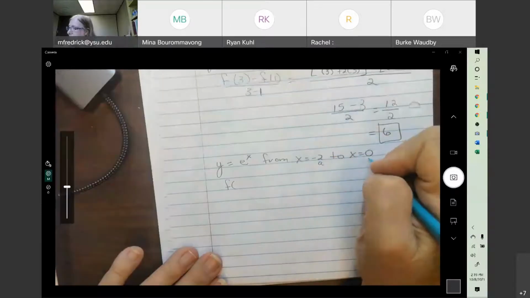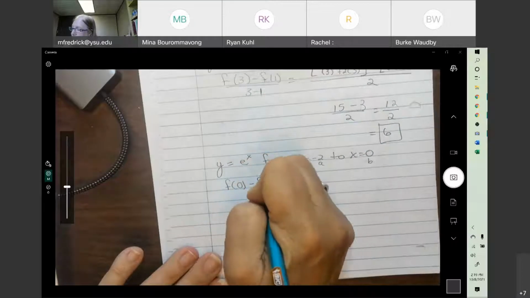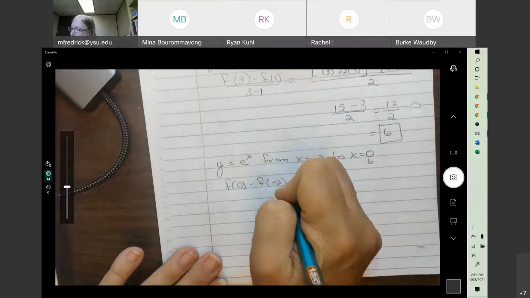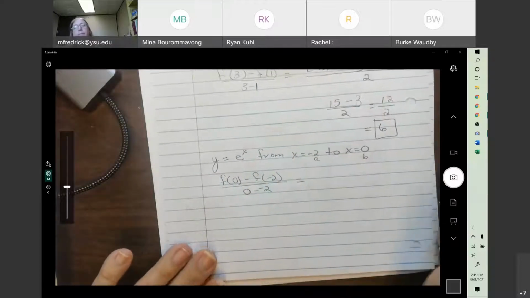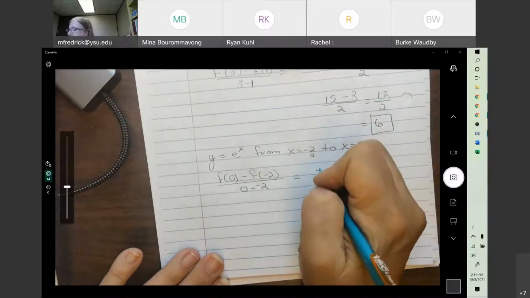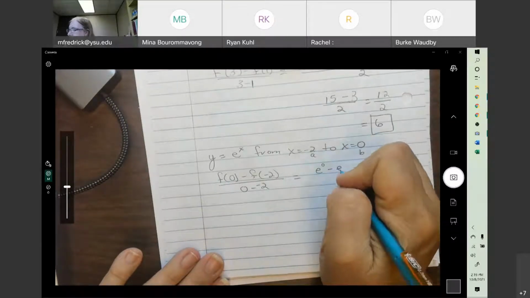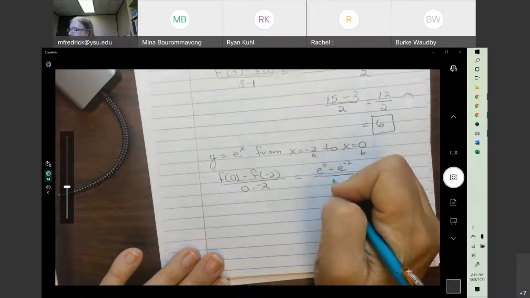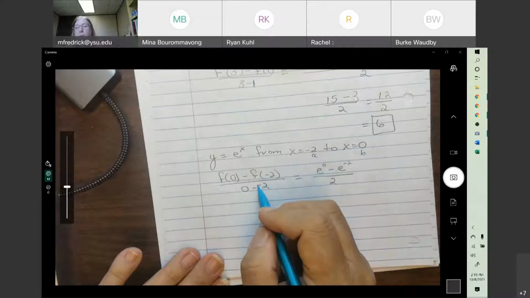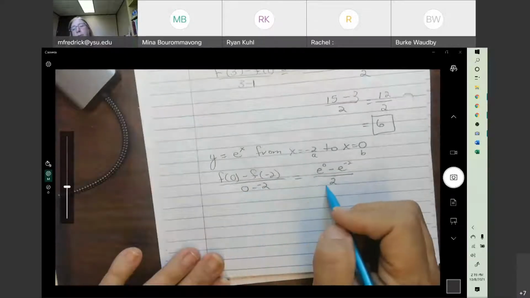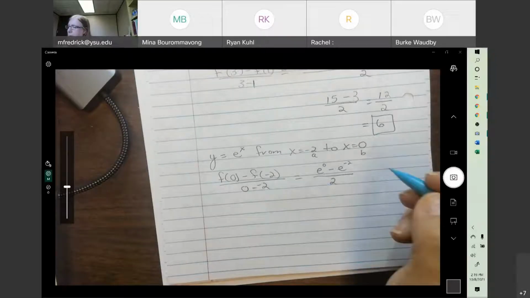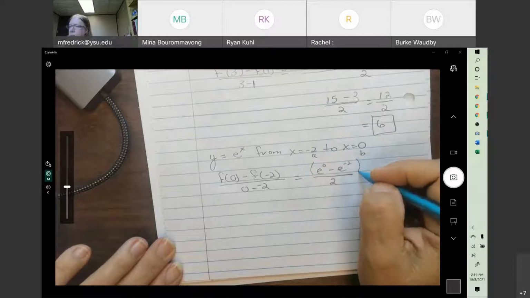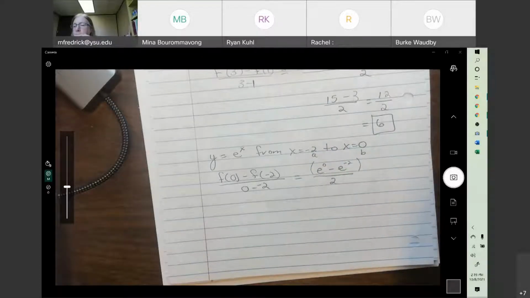This is our A, this is our B. F of 0 minus f of -2 all over 0 minus -2. E to the 0 minus e to the -2 over 2, because a negative and negative is a positive. 0 plus 2 is 2. Any questions on plugging it in? Okay.